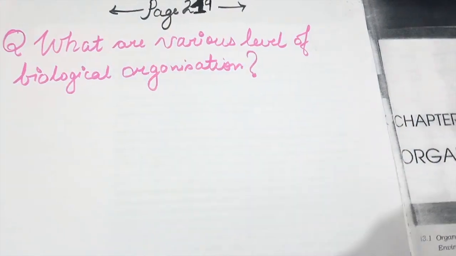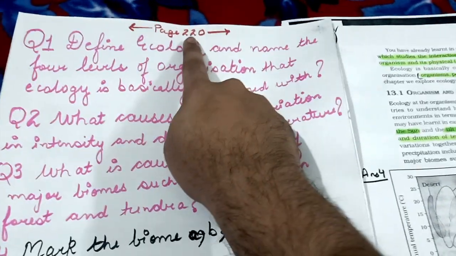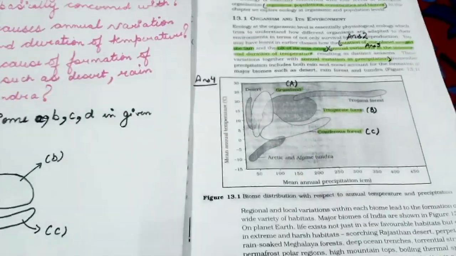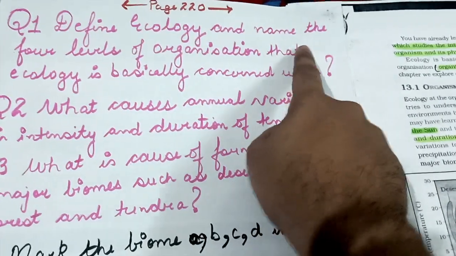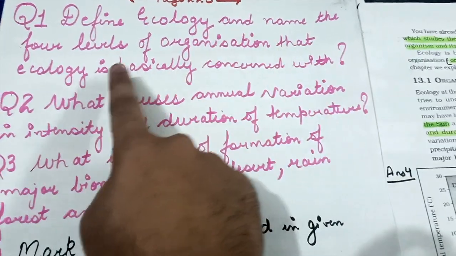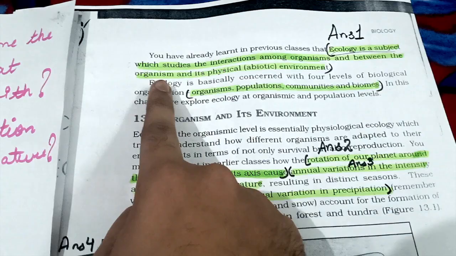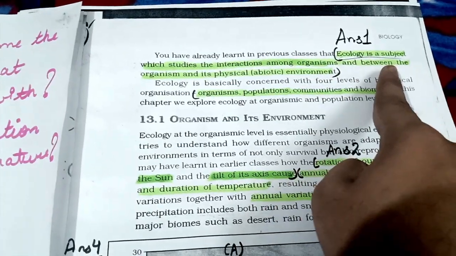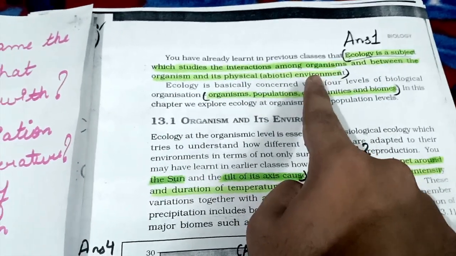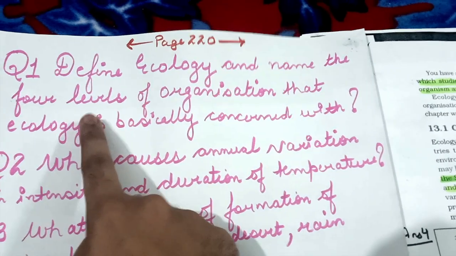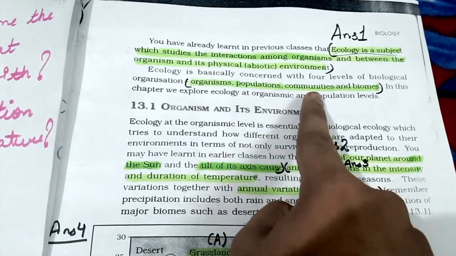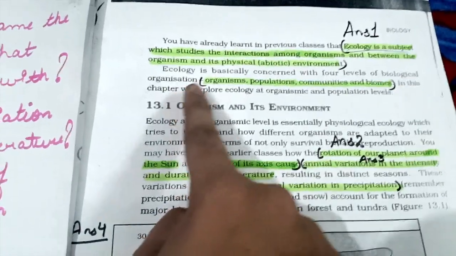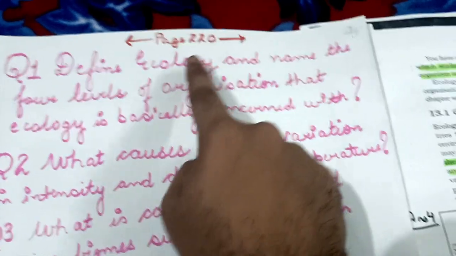Now, if we move on to page 220 of the book, the second page of the chapter Organism and Population, the first question that arises is, define ecology and name the four levels of organization that ecology is concerned with. The answer is that ecology is the subject which deals with interaction among organisms and interaction between organisms and their environment. The four levels of biological organization are organism, population, community, and biome. So this is the first question of page 220.